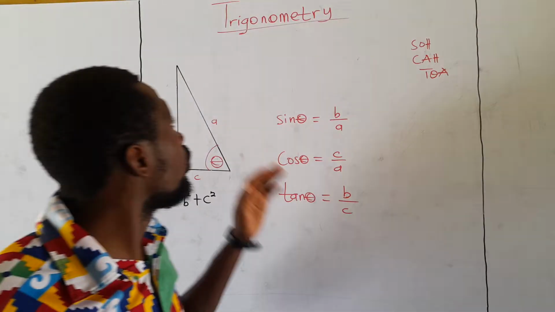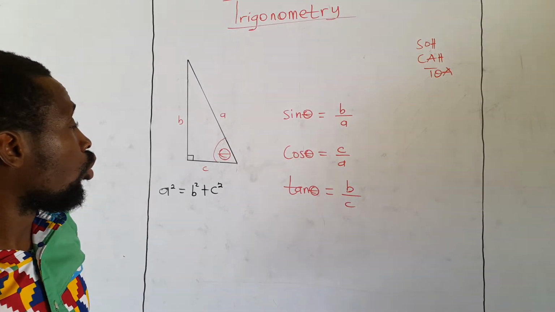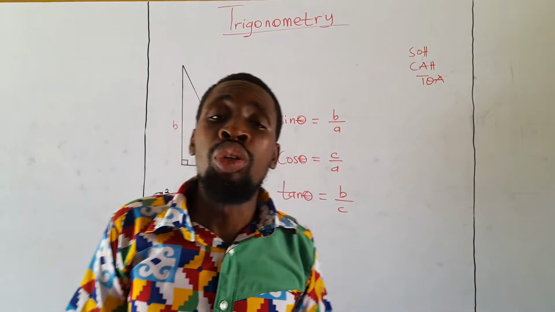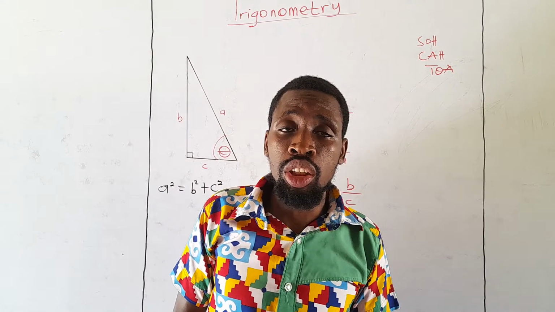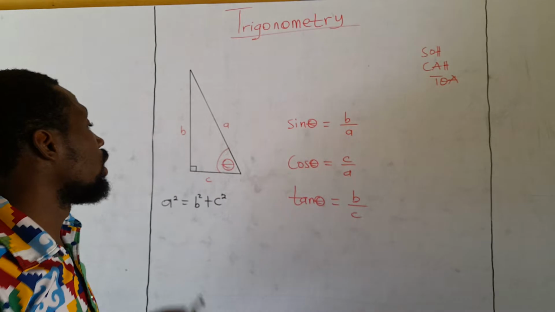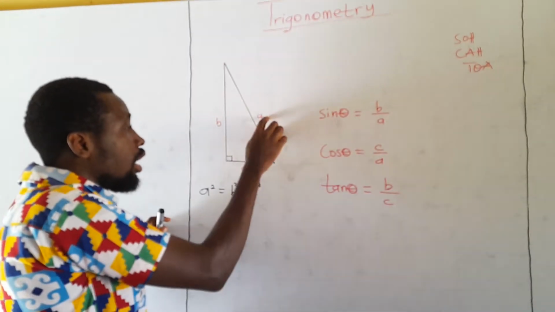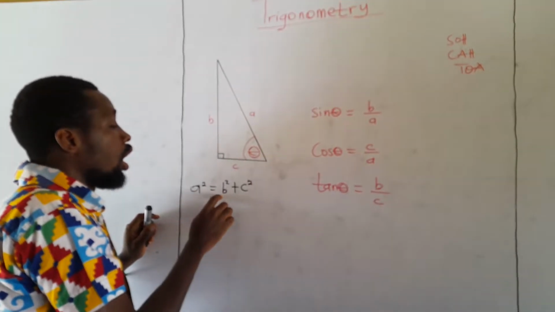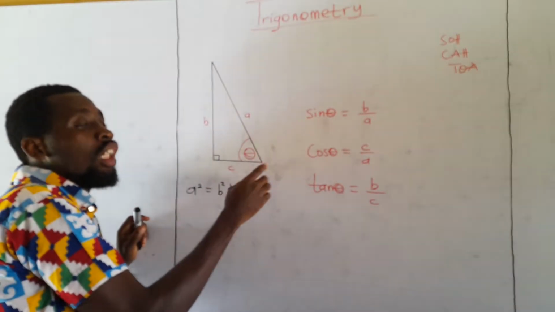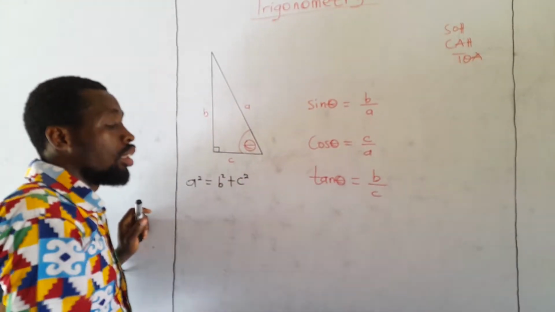Today our discussion will still be on trigonometry. I have an introductory video on trigonometry where we said that trigonometry takes its basic foundation from Pythagoras' theorem. In any right angle triangle, the longest side is the hypotenuse, and its square is equal to the sum of the squares of the other sides. That's a square is equal to b square plus c square.